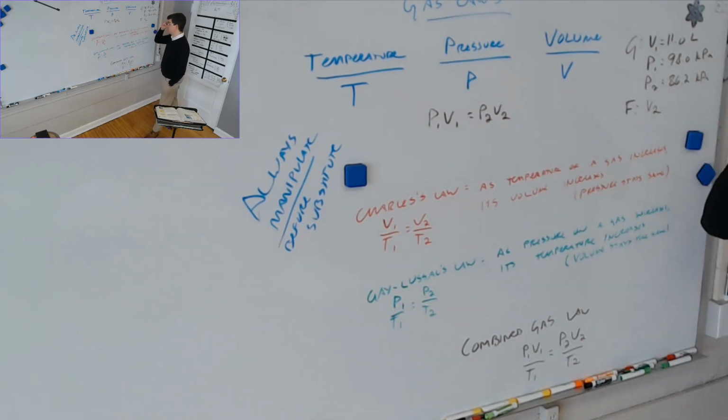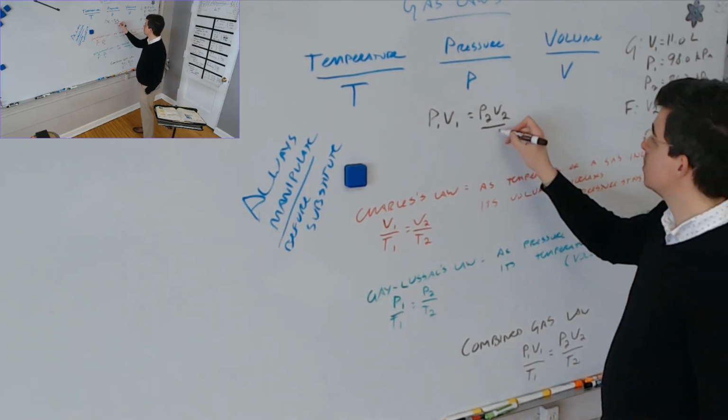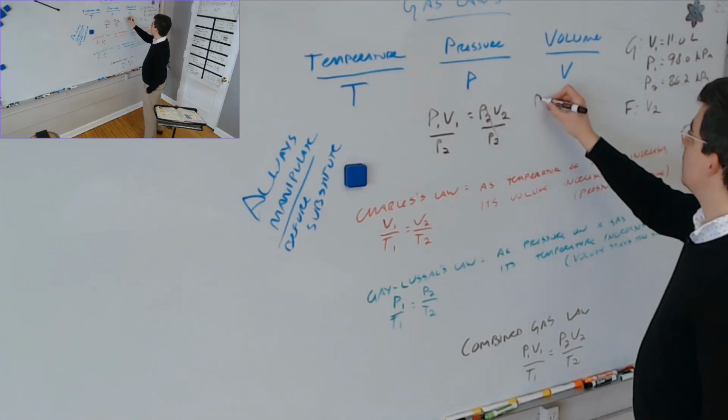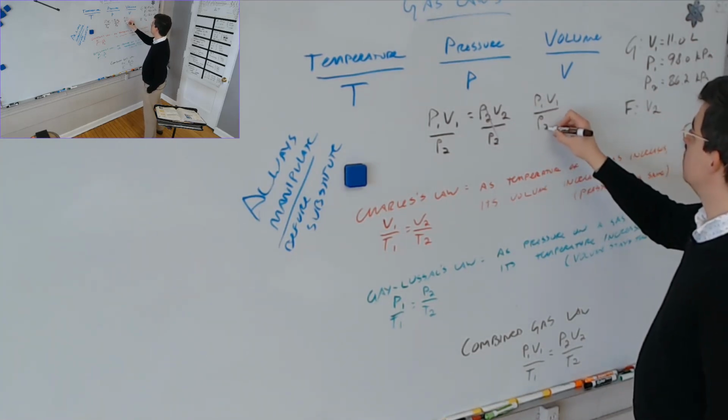P1V1 equals P2V2. What do I know I have to do every single time I use one of these? Manipulate. So what should I manipulate here? What should I do to get V2 by itself? Divide by P2. We're going to divide both sides by P2. We're going to end up with P1V1 over P2 equals V2.